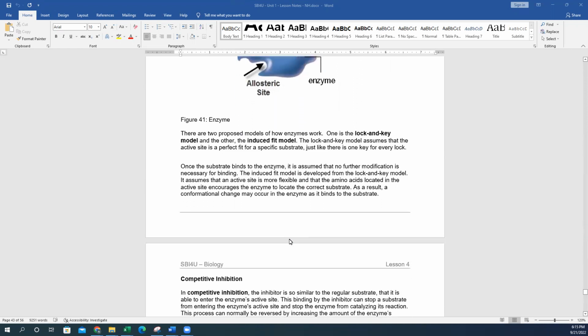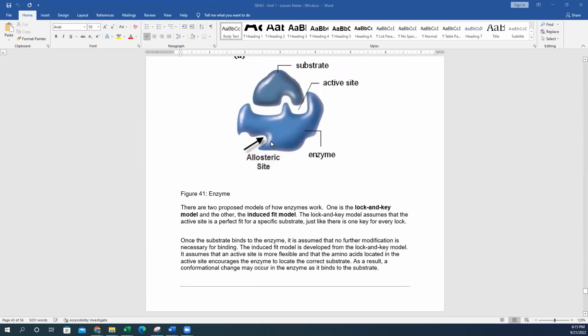And so historically, there was the lock and key model proposed to explain how substrate binds to the enzyme. The lock and key model basically assumed that the active site was present and provided just the perfect fit for a specific substance, just like a very specific key that is made to fit perfectly into a lock.